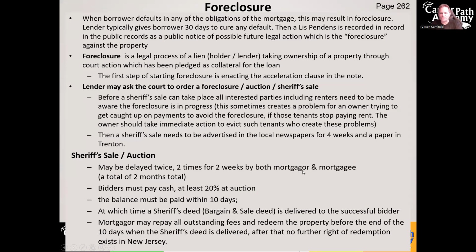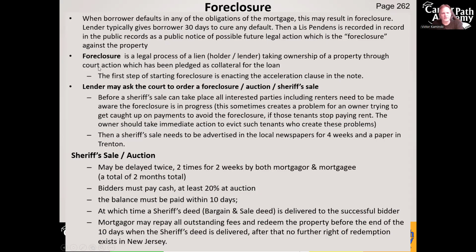All right, so let's learn about foreclosure. What is foreclosure? Well, when a borrower defaults in any of the obligations of the mortgage, this may result in foreclosure. The lender typically gives the borrower 30 days to cure any default. Then a lis pendens is recorded in the public records as a public notice of possible future legal action, which is foreclosure against the property. Basically, the lender taking the property.